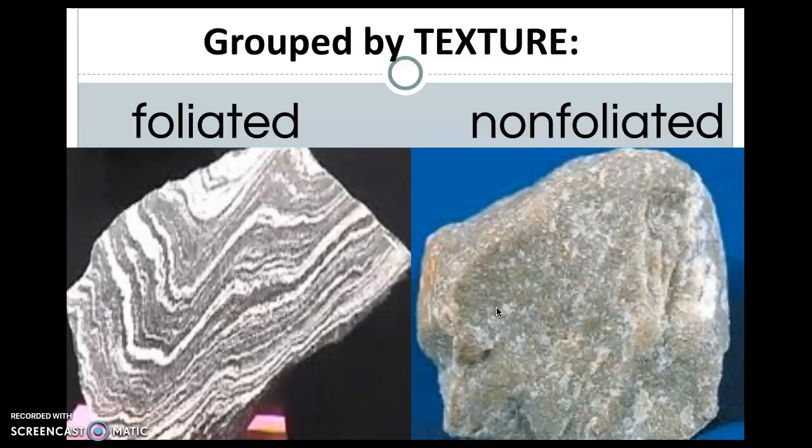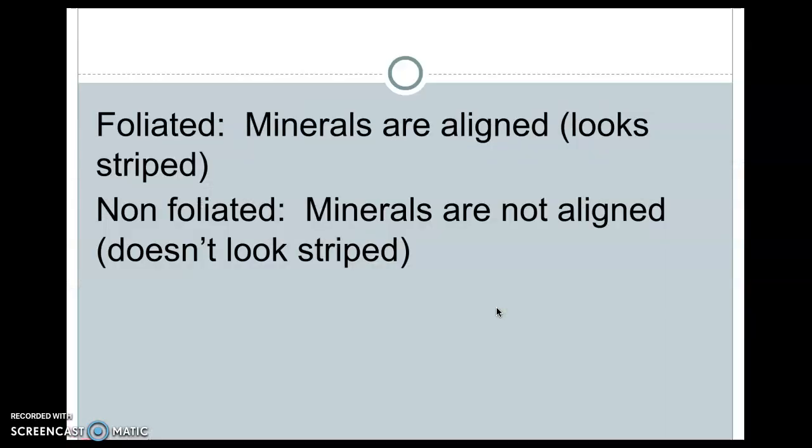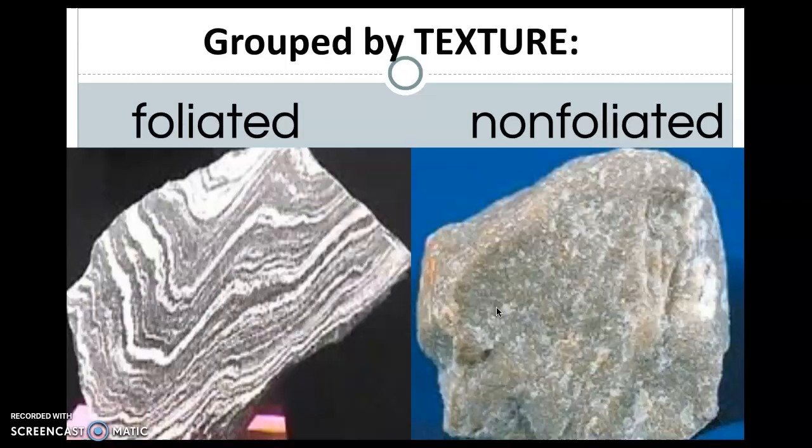We group metamorphic rocks by their texture, so we have foliated and non-foliated. And these are on the inside of your foldable. These are the words that are already written there. And foliated is where minerals are aligned, like it looks like it's striped. And in non-foliated, it looks like they are not aligned, so it doesn't look striped. And we can see that on this slide.